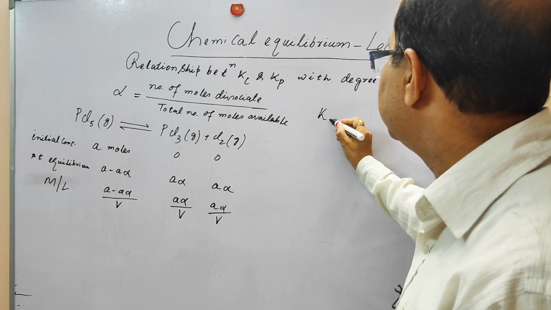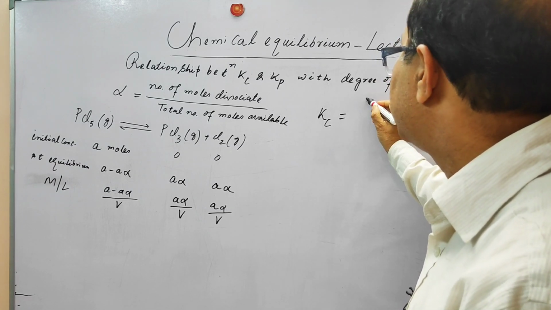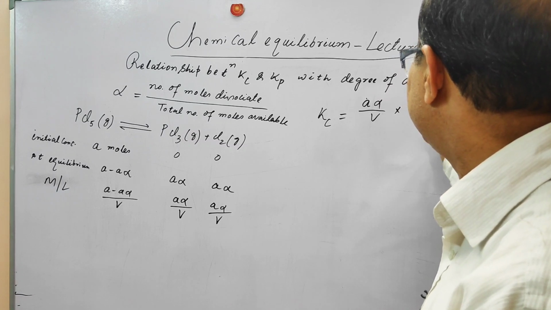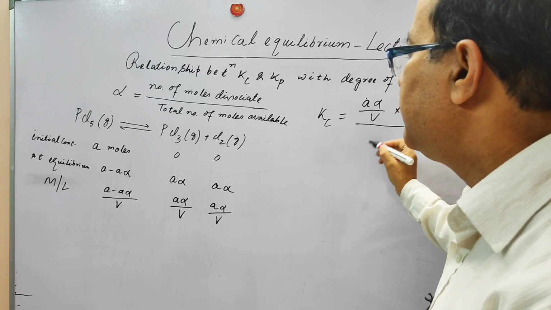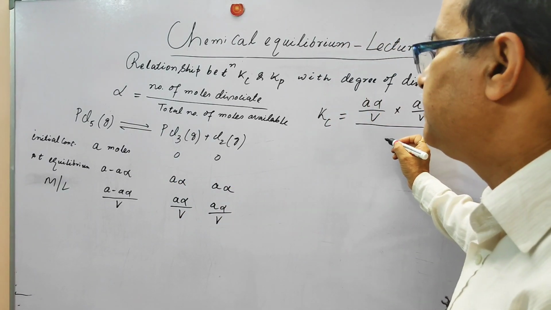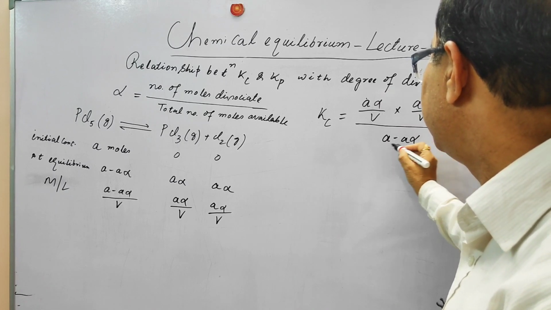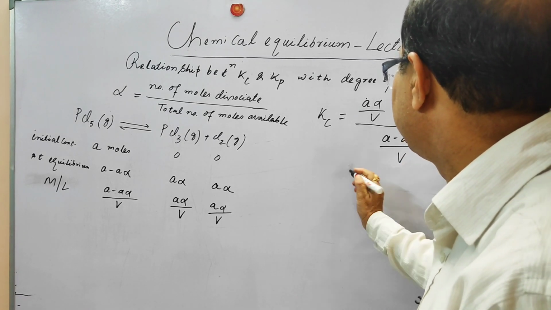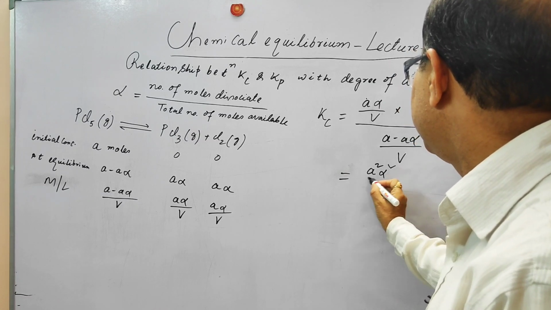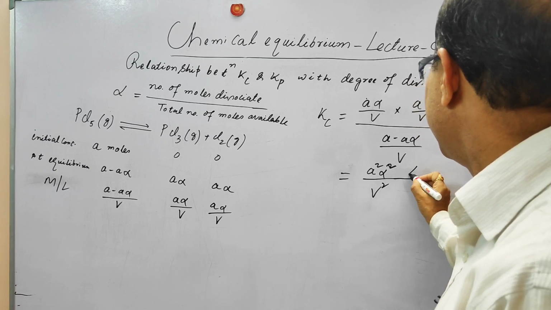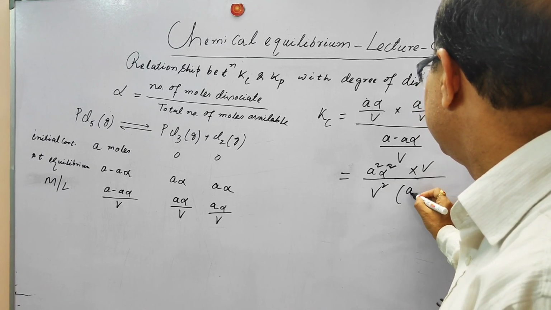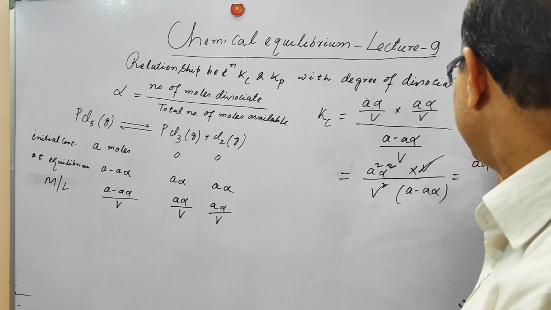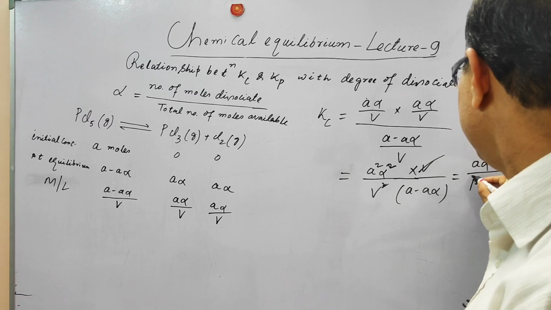So the Kc you can easily calculate from this. We know the concentration of PCl3 is A alpha by V into A alpha by V, and in the denominator you have the reactant, that is A minus A alpha by V. So that will come around A square alpha square by V square, and this V into A alpha, one V will cancel and it will be A alpha square by (1 minus alpha) into V.